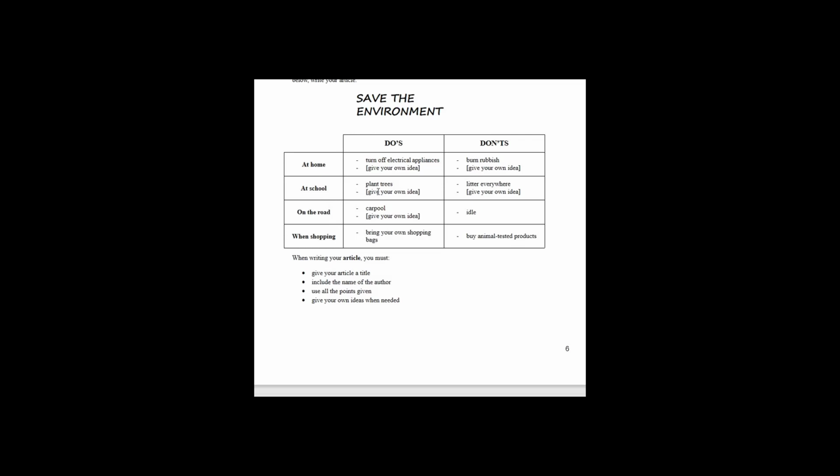Next, at school, plant trees. These are the do's. And for don'ts, do not litter everywhere, do not throw rubbish. And one more idea must be your own. And on the road, carpool. What is carpool? Carpool means like five of you take one car and go to a particular place. And here you can give your own idea on the road. Maybe you can say, why don't you use public transportation? And idle means do nothing, right?